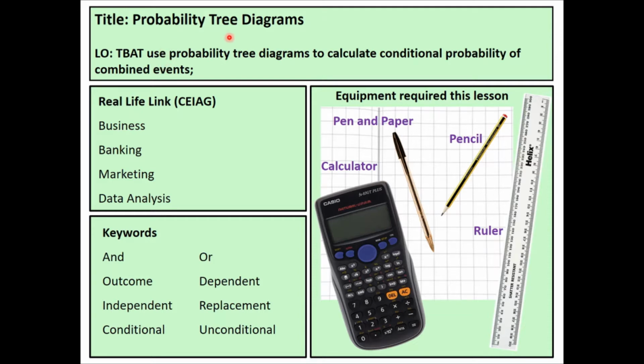This lesson is on probability tree diagrams and looking at conditional probability on tree diagrams for combined events. This also shows you your equipment list that you'll need for this lesson, and some of the keywords that we've looked at already and that we'll be going through this lesson. Things like "and" or "or" when we come to multiplying or adding the probabilities, and looking at dependent and independent, and when we've got a conditional or unconditional probability.